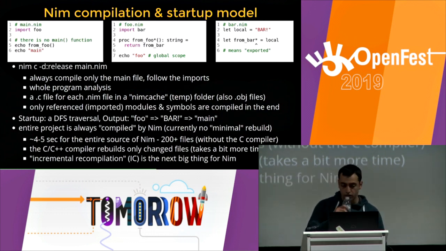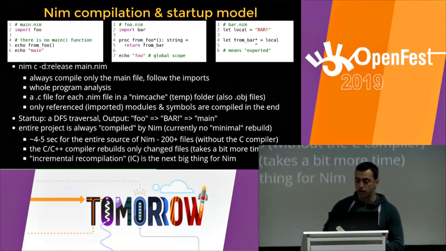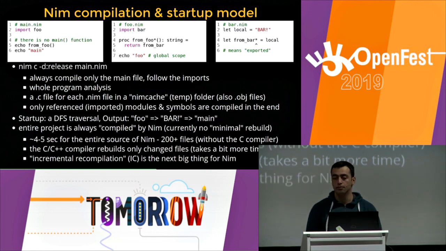And one more thing which I forgot to mention is that for each source file, for each NIM module, we end up having a C source file. But based on whatever is referenced, so if some module exports 10 symbols, but another module imports that module and uses only 2 of those symbols, only 2 of those symbols will end up in the final binary. The module which imports the other module won't have declarations for every other exported function. It will forward declare only whatever is really necessary.